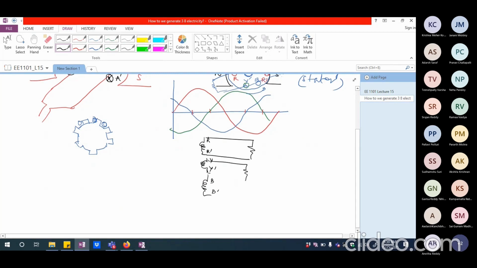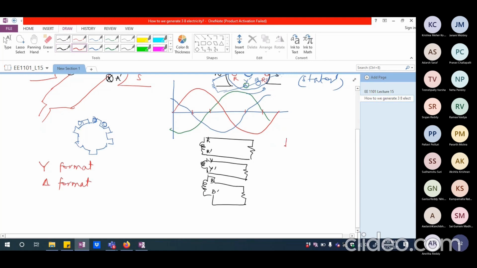I can have independent loads across this. I'm showing the loads as resistances. It need not be, but I can have it like this. Instead of this, I can connect them together. How will we connect it together? That is essentially either in star format or in delta format.